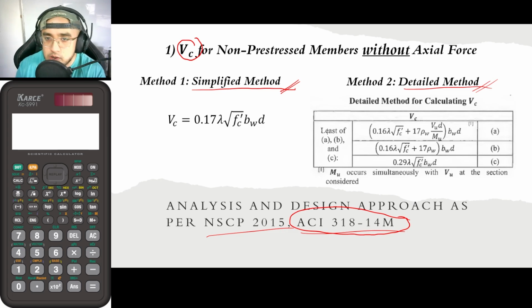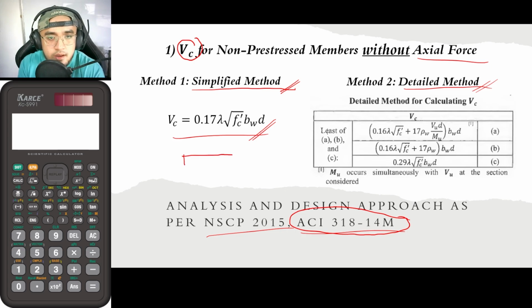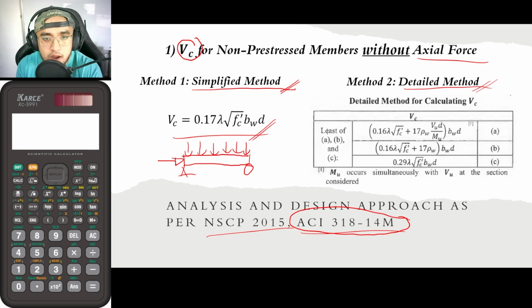So the detailed method is actually more harder. Anyway, as you can see, for the simplified method, you only have this particular equation. But take note that these formulas here are only effective if and only if our members are without axial force. What does that mean? For example, guys, we have this beam here. If our only load is our transverse loads, then we can make use of these equations. However, if you would now be applying compression here, we cannot make use of these equations any longer.